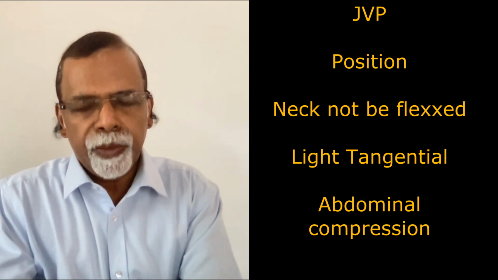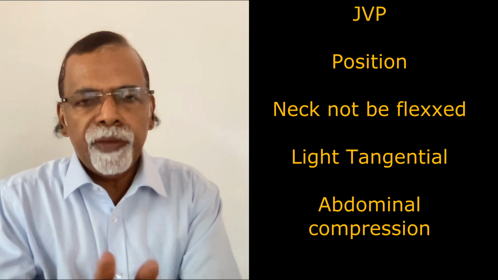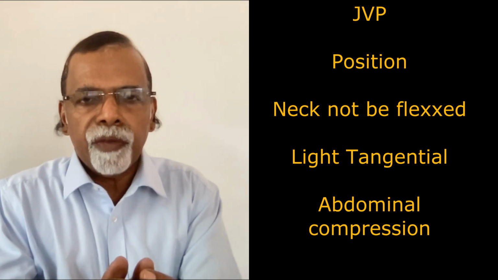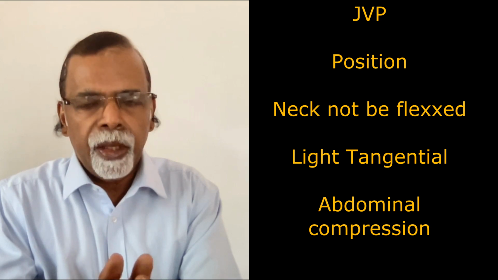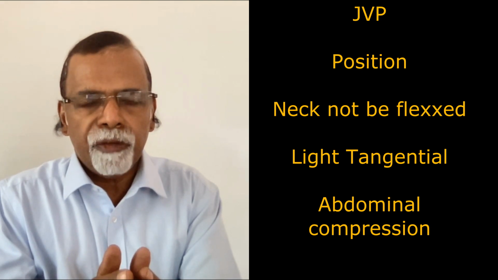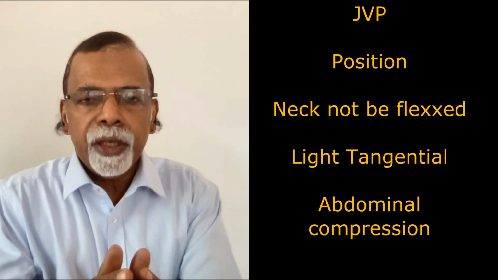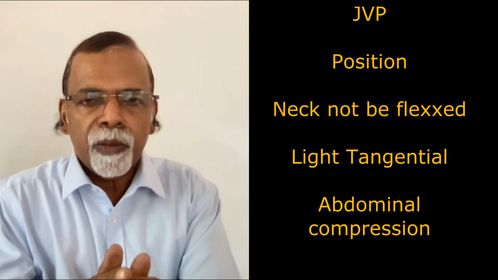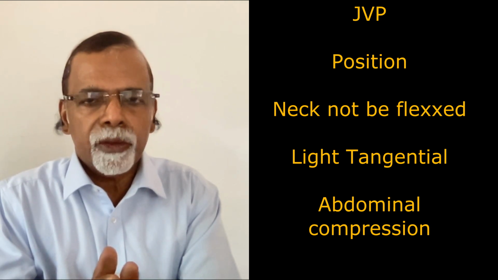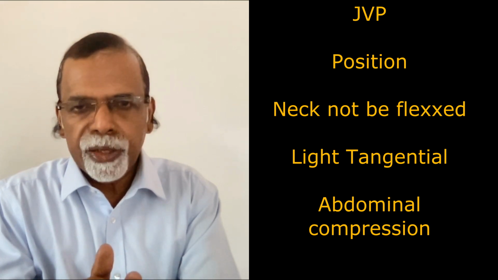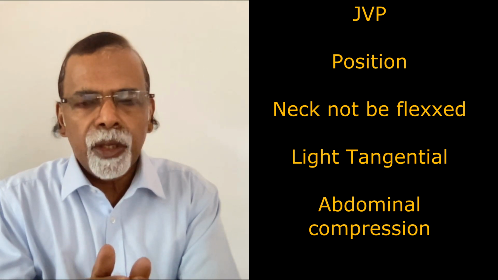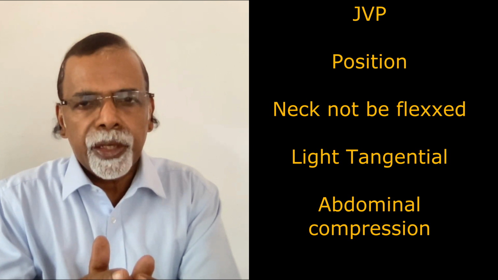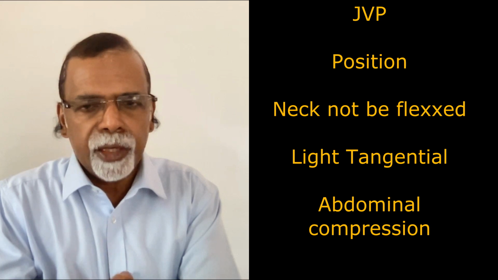In the last session on JVP, we have discussed the method of examination and why internal jugular veins are preferred over external jugular vein. The patient should be positioned at 45 degrees slanting, and you can apply light tangentially. And if JVP is not visible properly, you can use abdominal compression, that is abdominojugular reflex, can also be utilized. Today I will be discussing the various waveforms, how they are formed, and what are the underlying events occurring in the cardiac cycle. Let us start.